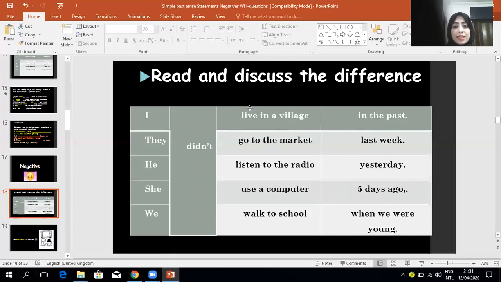So notice that before the verb live, we have did not. Before go, we have did not. Before the verb listen, we have did not. Before the verb use, we have did not. Before the verb walk, we have did not. And if you notice, all the verbs, we change them into base form. It was, I lived in the village. So in the negative, I did not live in the village.